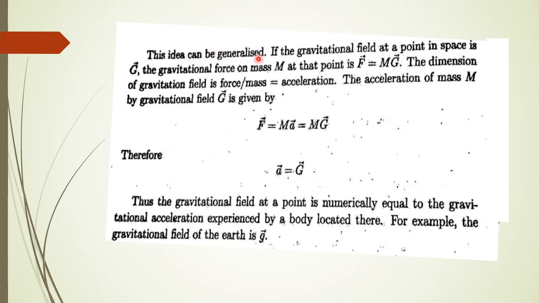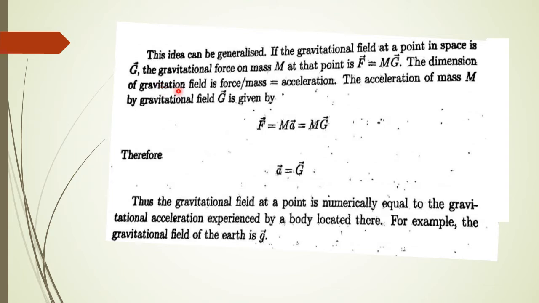This idea can be generalized. If the gravitational field at a point in space is g, the gravitational force on a mass m at that point is given by F is equal to the product of gravitational field g into the mass m. So F equals mg gives the gravitational force on the mass m at that point.